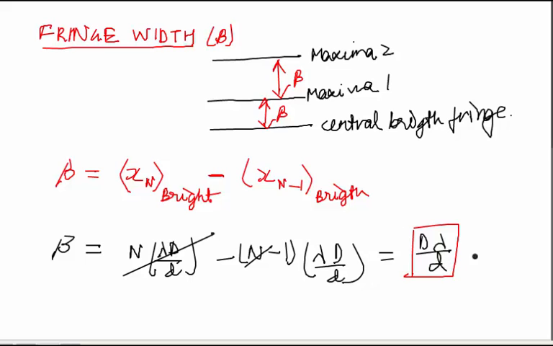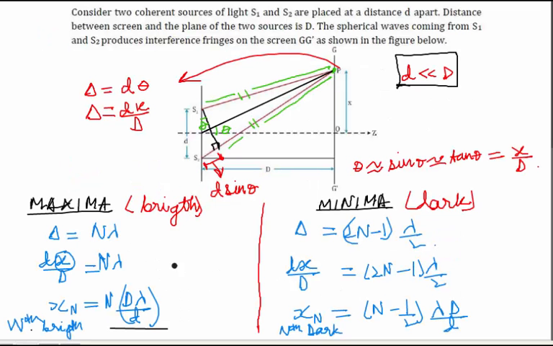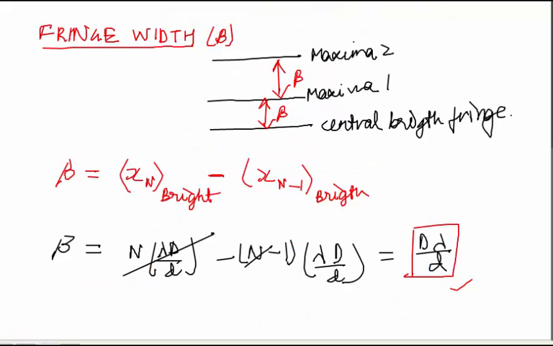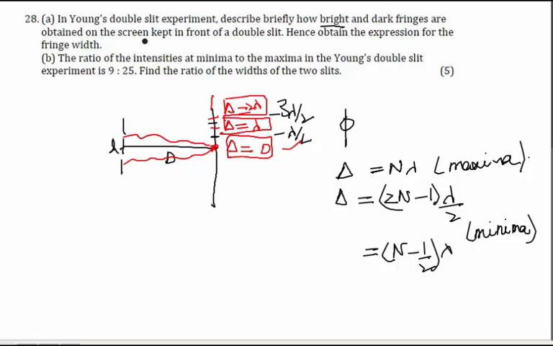So we have successfully found out the fringe width using this basic way of finding the distance between any two consecutive maximas. So now let's see what is the second part. The second part says the ratio of intensities at minima to the maxima in the YDSE is 9:25. That means the maximum intensity and the minimum intensity are in the ratio of 9:25. 9 is for the minimum, 25 is for the maximum.